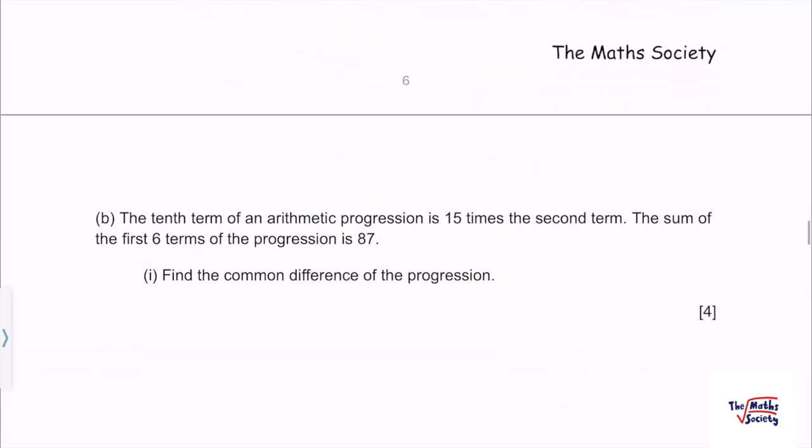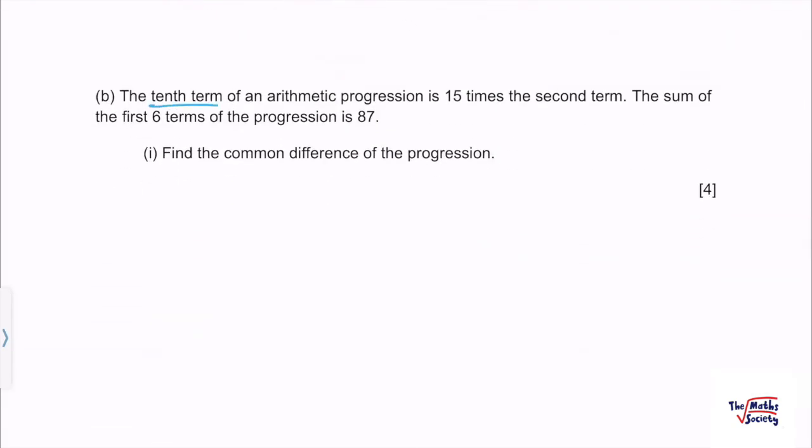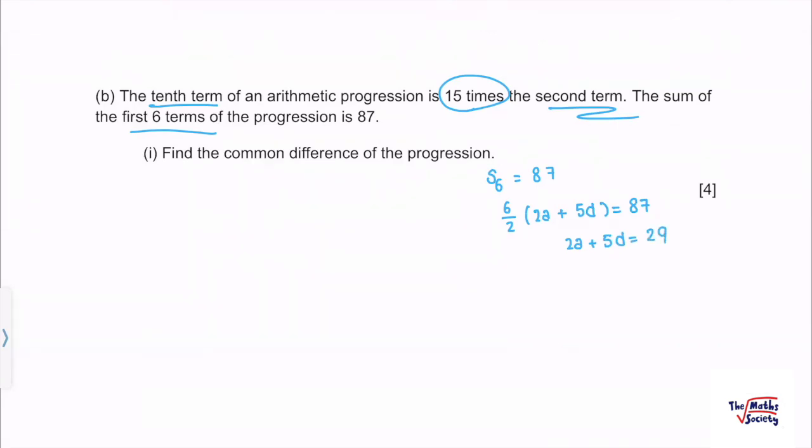Okay, so we'll now go on to B, which is that the 10th term of the arithmetic progression is 15 times the second term. The sum of the first 6 terms of the progression is 87. So we know that firstly, S6 is equal to 87. So it's 6 by 2, 2a plus 5d, that's equal to 87. So we know that 2a plus 5d is equal to 29. And then we'll go on to do that: a plus 9d is 15 times a plus d.